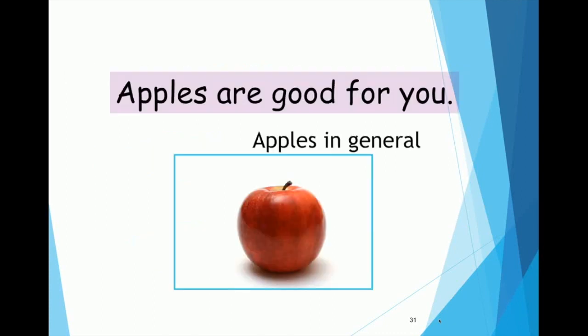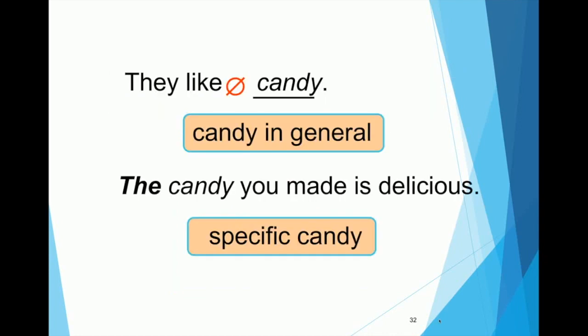Apples are good for you. In this case, you can't use a definite article because here I'm not talking about specific apples, but apples in general. They like candy in general. The candy you made is delicious. Now it's different. I'm talking about specific candy.